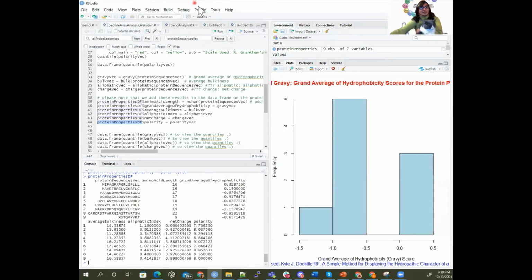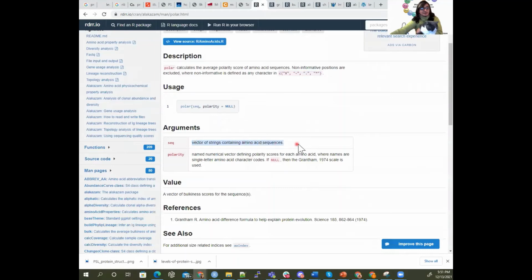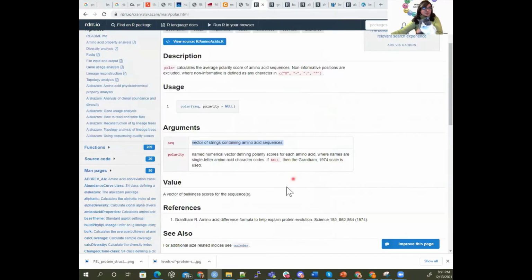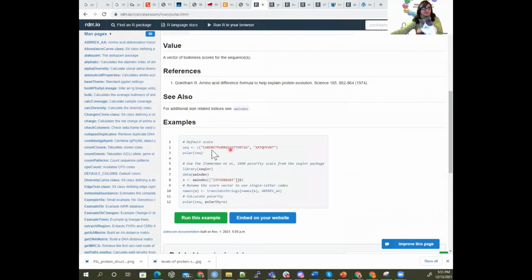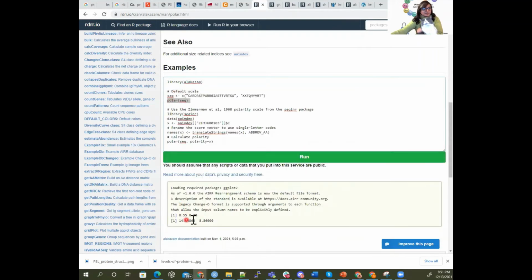So there are more, but I just wanted to show you that we use different packages like Alakazam here, and they have different functions like polar. It finds the average polarity score of amino acids. Non-informative positions are excluded; any of these things, they do not consider them. They need a vector of strings consisting of amino acid sequences, which is what we supplied here. You can have one or many, but it just needs this as input, and then it's going to calculate this for us. We can even see, for instance, with the default scale, polar seq will be 8.55 and 8 for these two respective amino acid sequences.